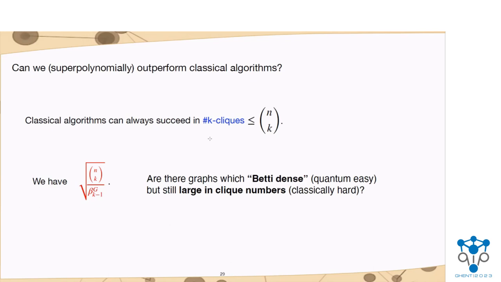And it's not clear that this thing should exist. Because dense graph means that it has a lot of edges, but then it cannot have a lot of holes. And I want to have a lot of edges and a lot of holes. And that's kind of hard to achieve. It was not clear whether it exists.